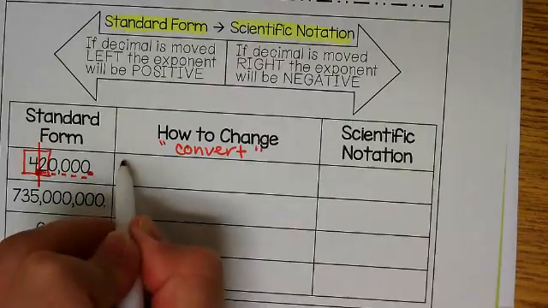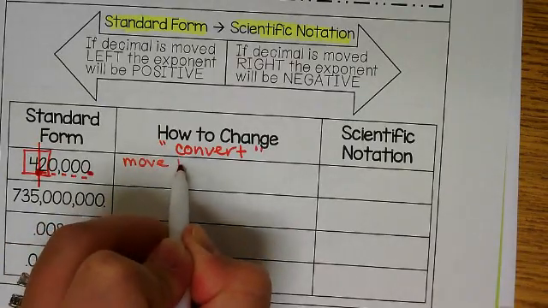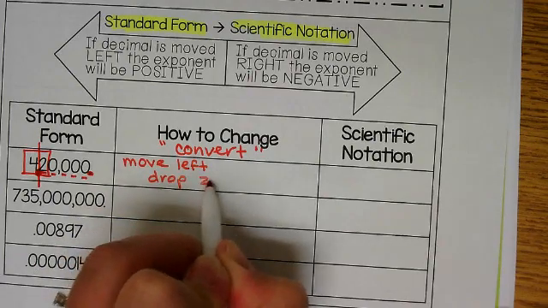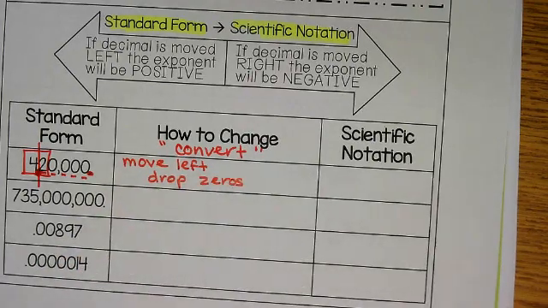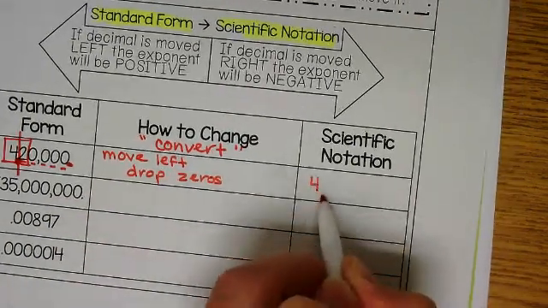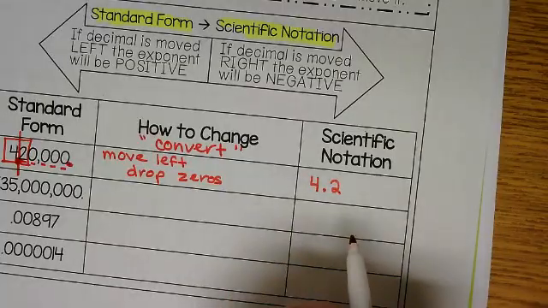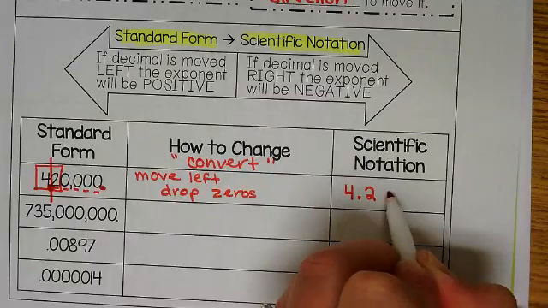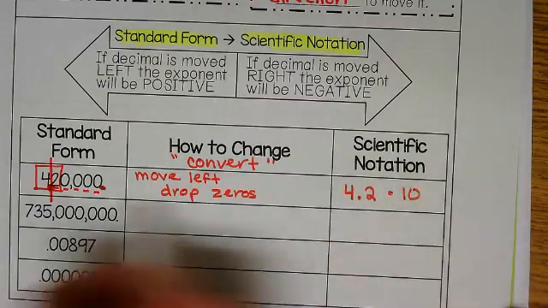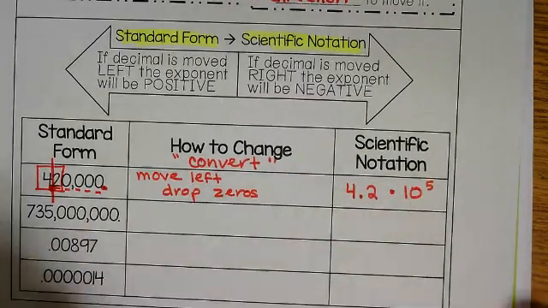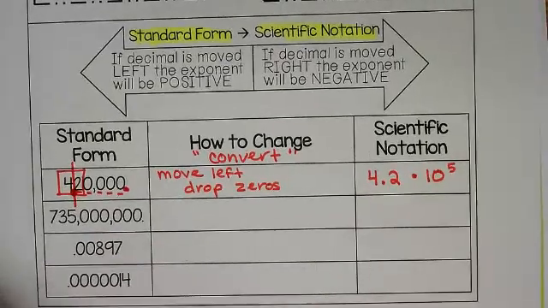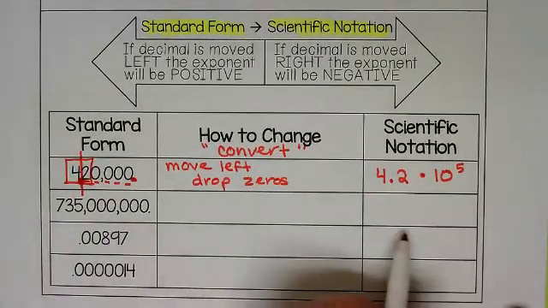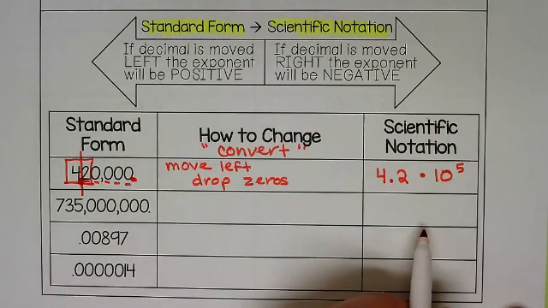Okay, so in this case, you're going to move that decimal left and drop the zeros, which means I'm going to have 4.2 because I need it to be at least 1 but less than 10. And I'm going to multiply that by 10, and we said it was 5, so it's 10 to the 5th power. I'm going to leave this one blank for you. I would like you to attempt this one on your own.